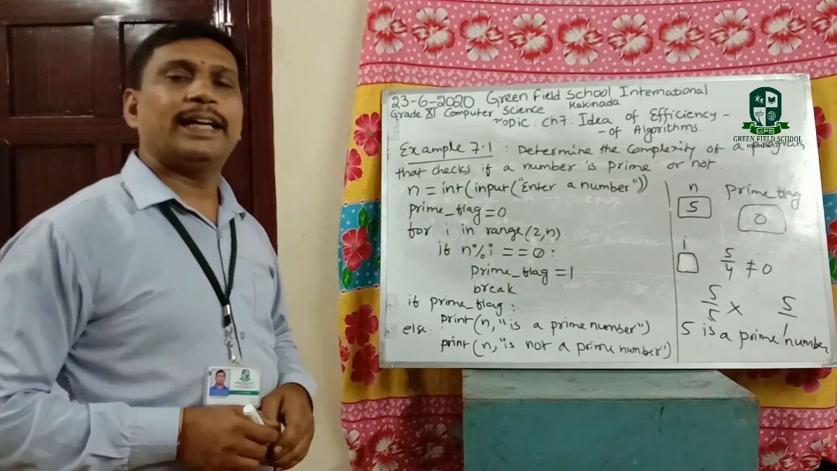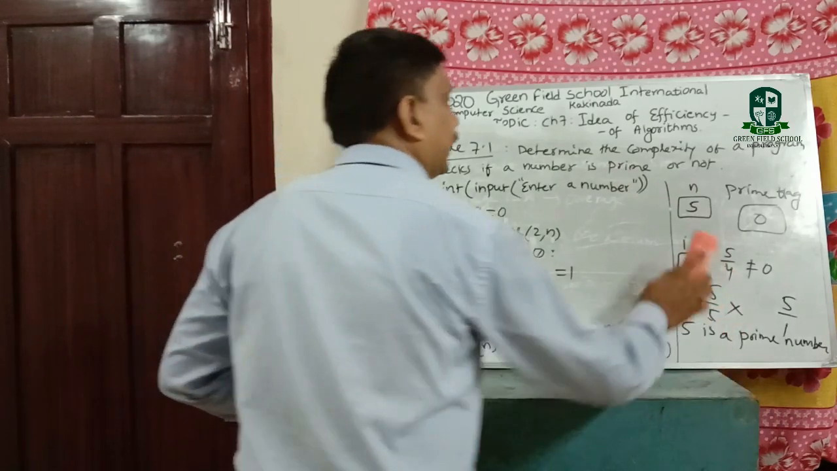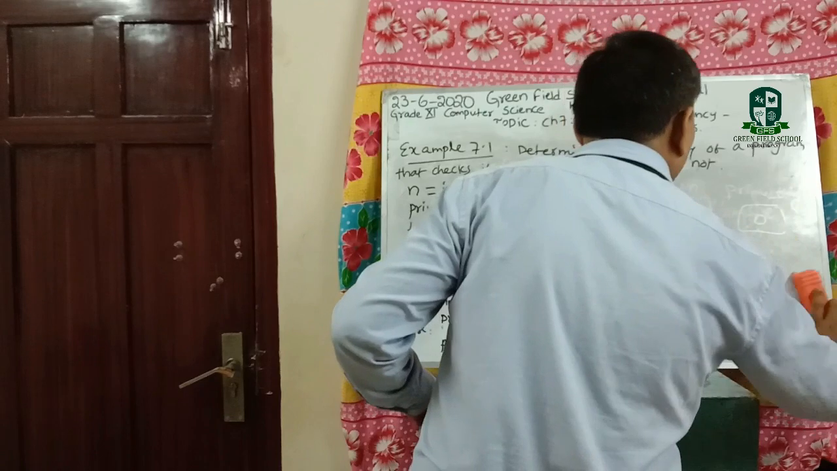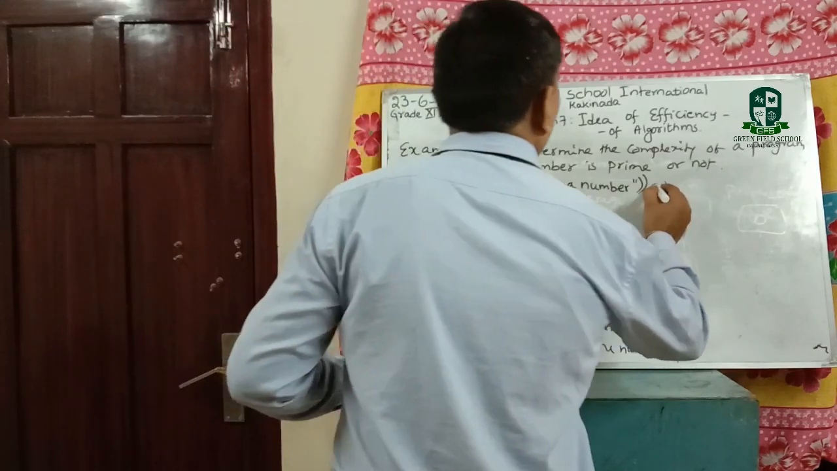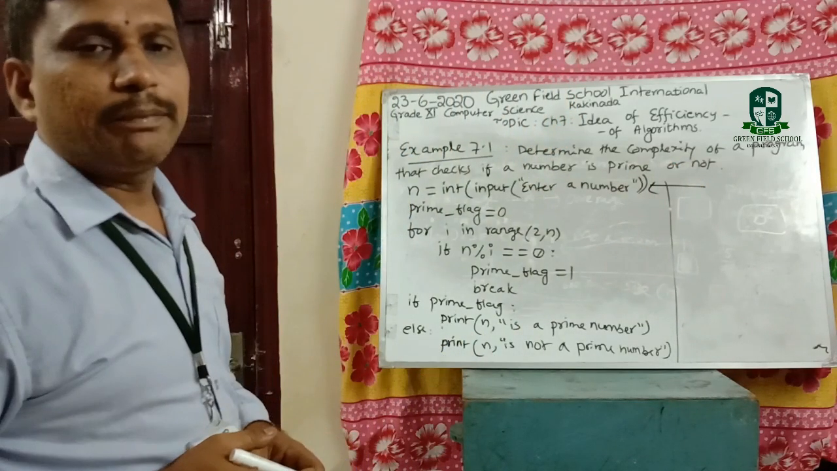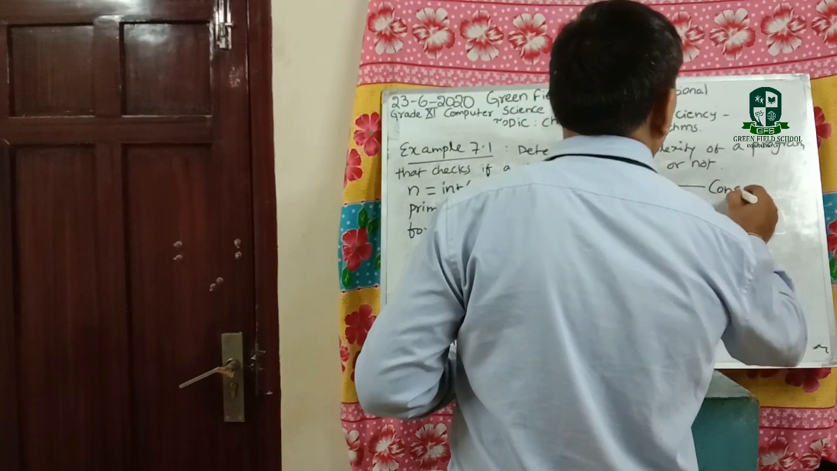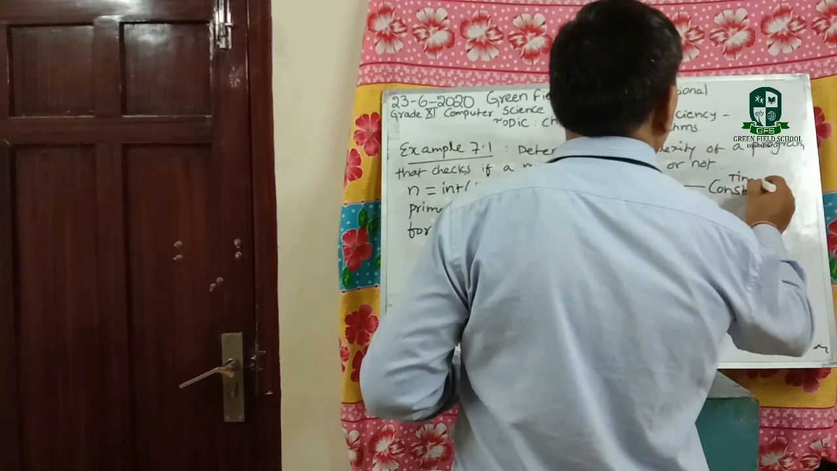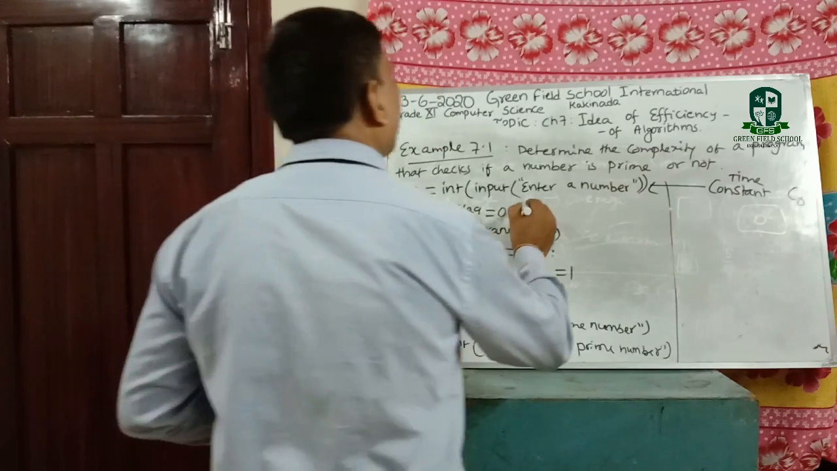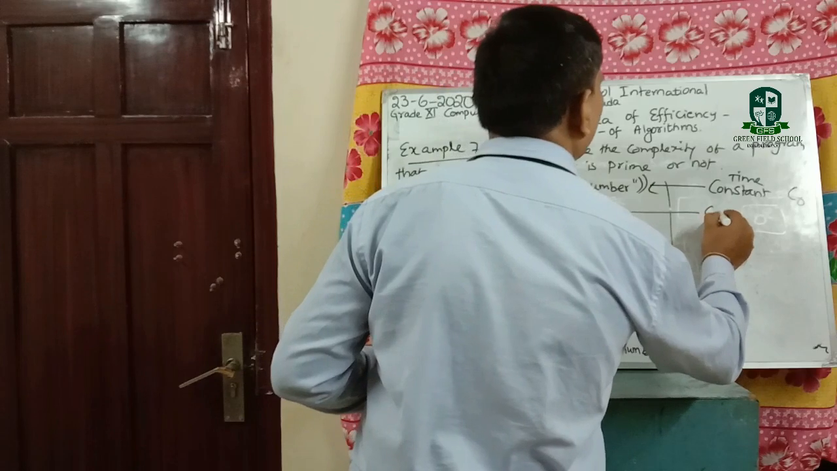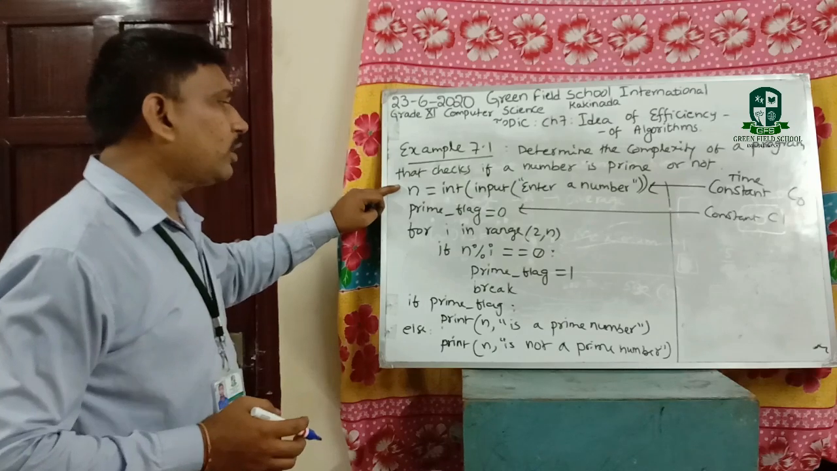So then we calculate the time complexity for all these statements. When we consider each and every step, this one is one statement. Here this one is one statement. We are taking input value. That's why the constant is C0. Next, this one is one statement. That's why we take the constant as C1. So C0 plus C1.